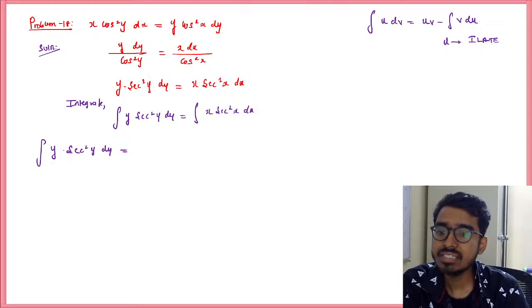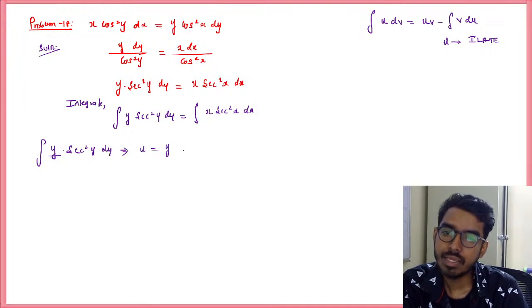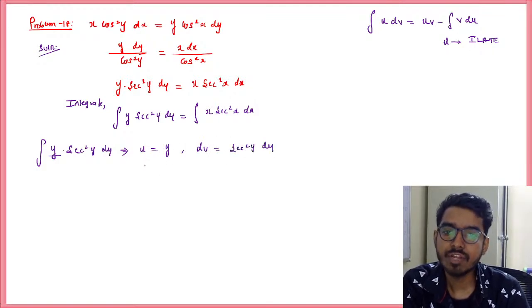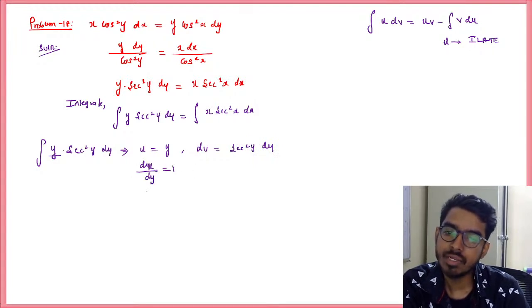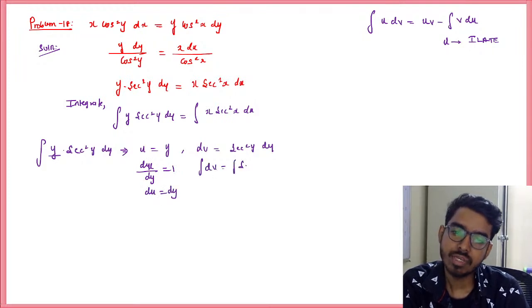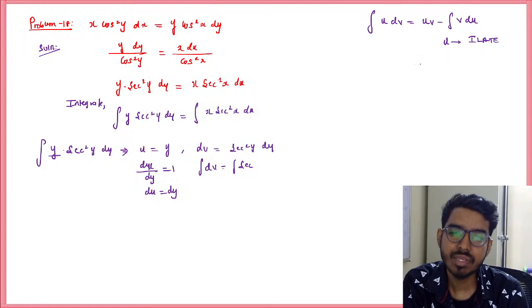So here we have algebraic function and trigonometric function. Since A comes first, you choose u to be equal to y, and you choose dv to be equal to secant square y dy, right? This you have to differentiate. So du by dy with respect to y will be 1. So that means du is equal to dy. This you have to integrate, because we need to find v. So since we know dv, to integrate we can find v.